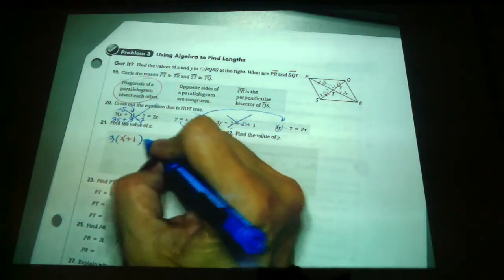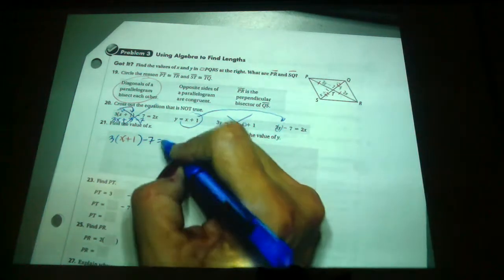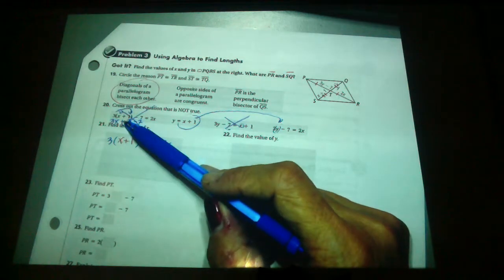So we're going to find the value of x by taking 3 times, and instead of this y, we're going to replace it with what it's equal to, which is x plus 1, and then minus 7 equals 2x. So that's using substitution. So first equation 1 is true. Say that again. The first equation was true.